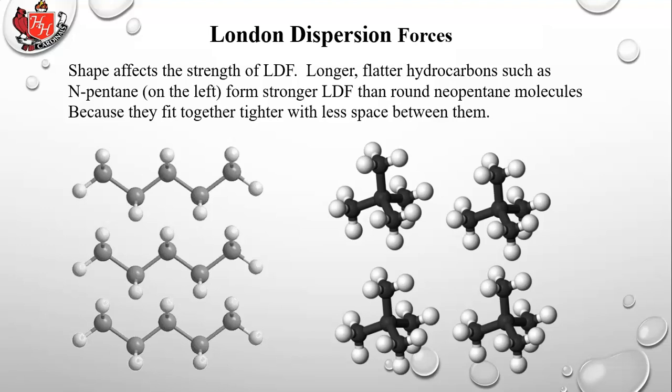The ones on the right kind of look like jacks that maybe some of the girls played with when you were little. They don't lay neatly on top of each other, so the London dispersion forces are weaker with those kind of rounded molecules.